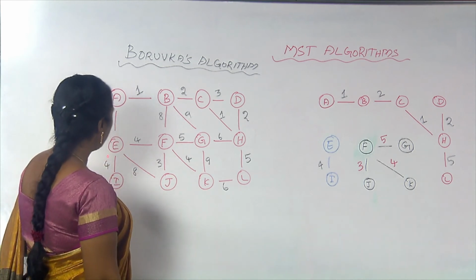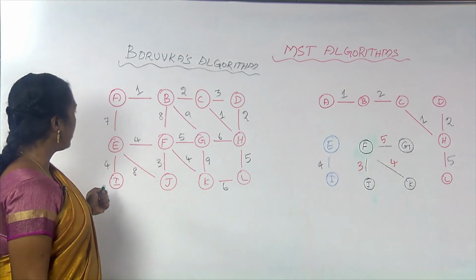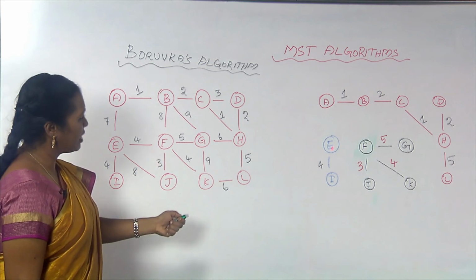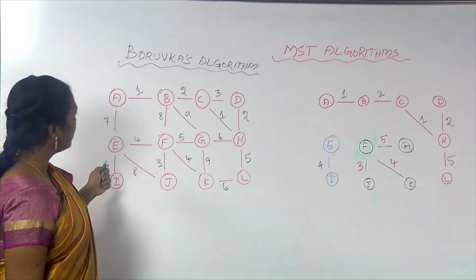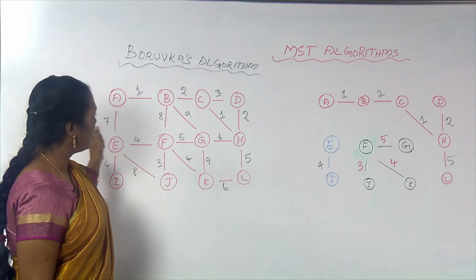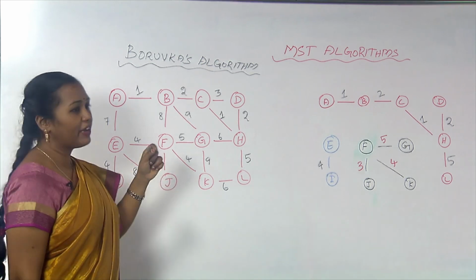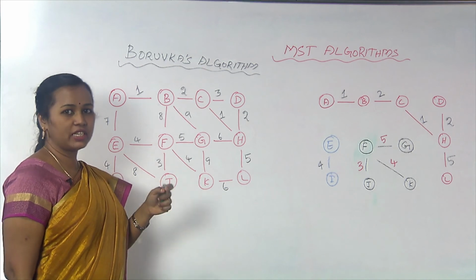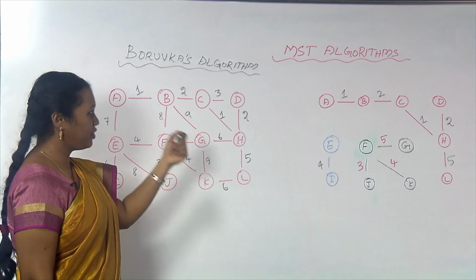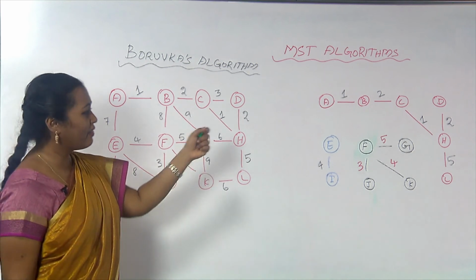And finally, I come to E. For E, there is only one way to do it. So, there is 4, and therefore, that has been highlighted. So, I have covered all the vertices in this graph, and I have highlighted the edge, that is the cheapest edge. For every single vertex, I have done this calculation. I have checked which is the cheapest edge, and I have highlighted it.